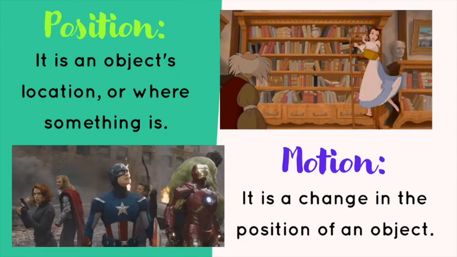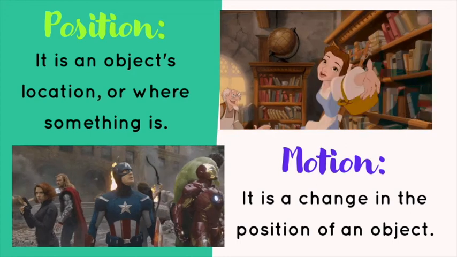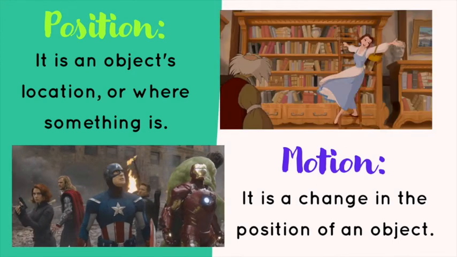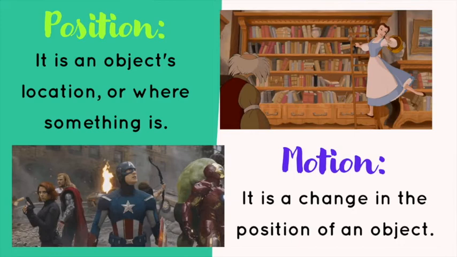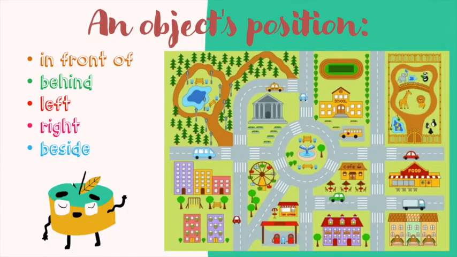When we talk about forces and motion, we need to know two principal definitions about how objects move. The first one is the position, which is an object's location or where something is, and the motion, which is the change in the position of an object when this object moves from one place to another. To identify or describe the position of an object, we can use the prepositions of place, which are in front of, behind, left, right, or beside. With this, we can describe how an object is moving.